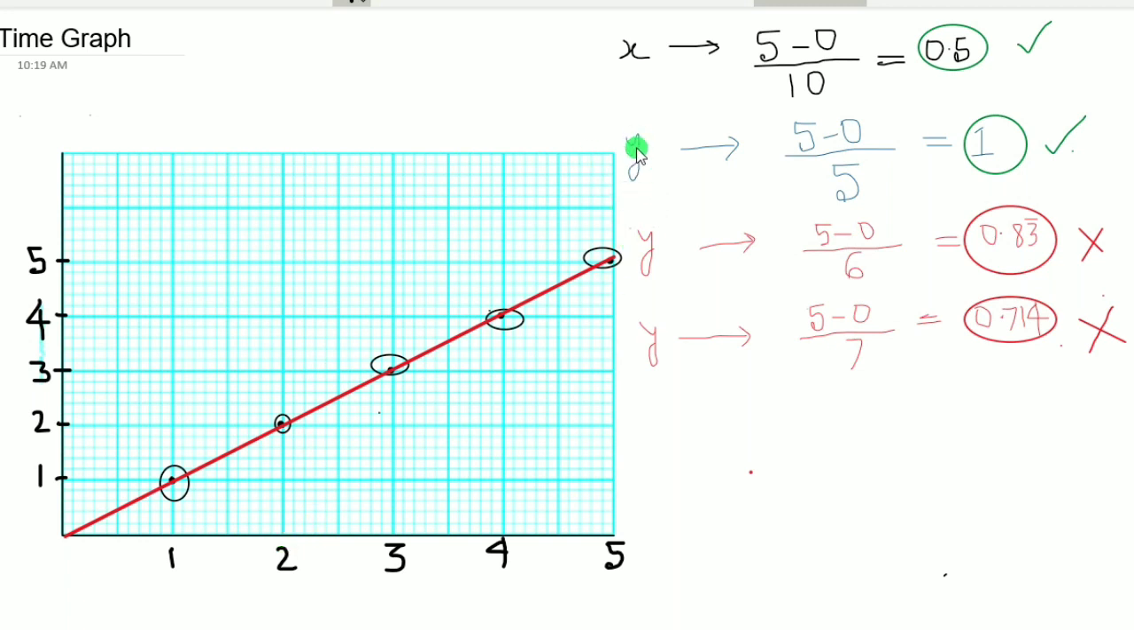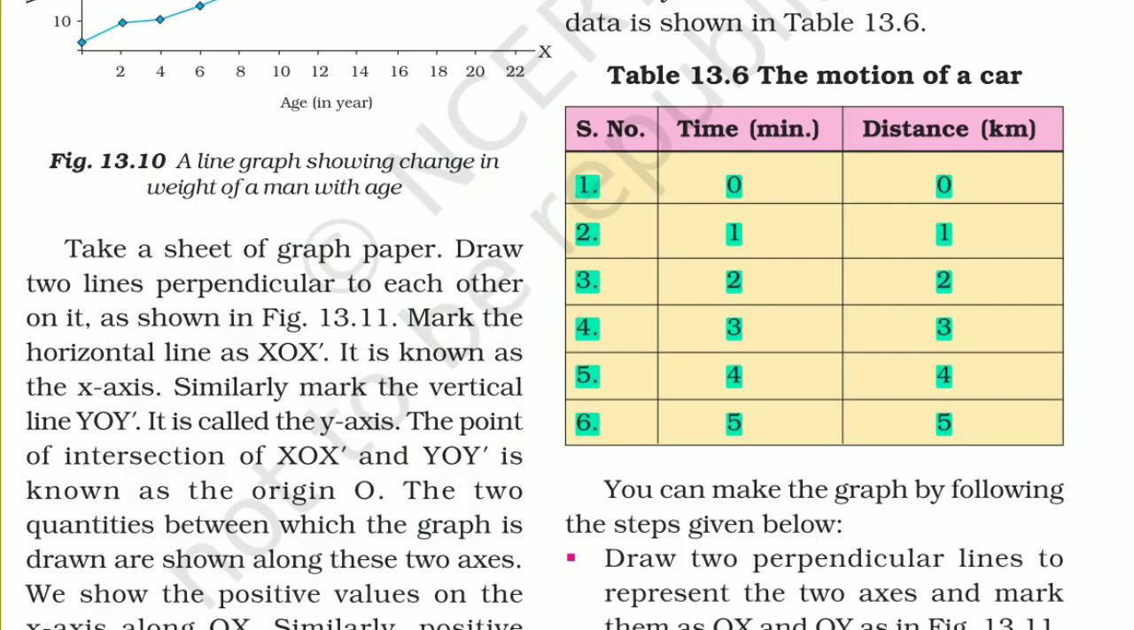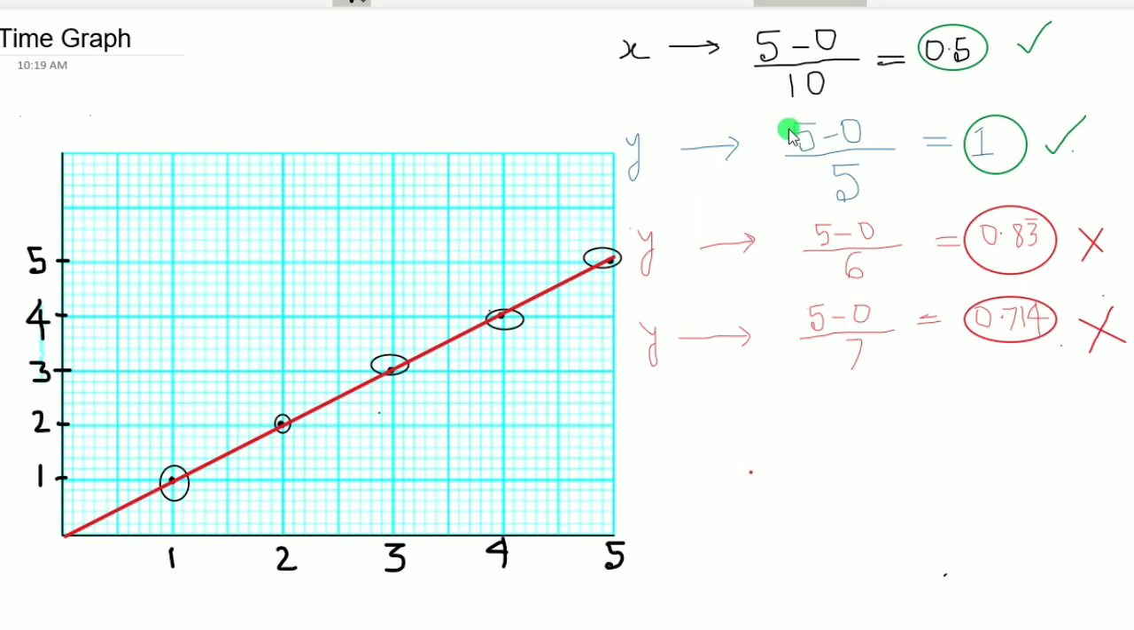Now along the y-axis, you can see what is written. On the y-axis we have taken the distance axis. What is the highest value? 5 is the highest value. What is the lowest value? 0 is the lowest value. Then what is the difference? 5 minus 0. What will it be? That is again 5. Okay.